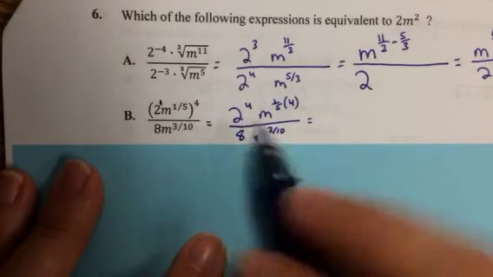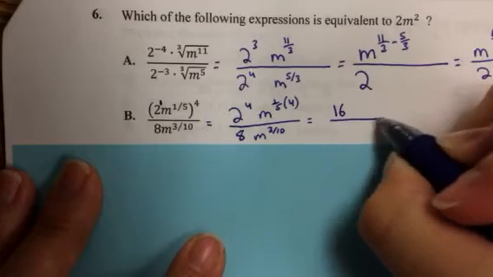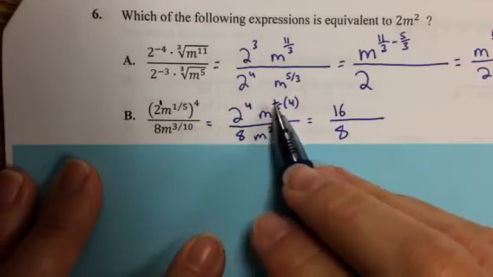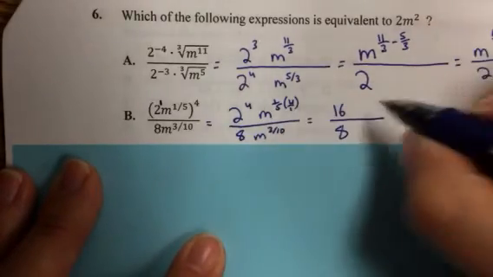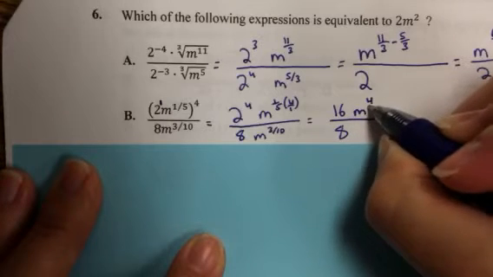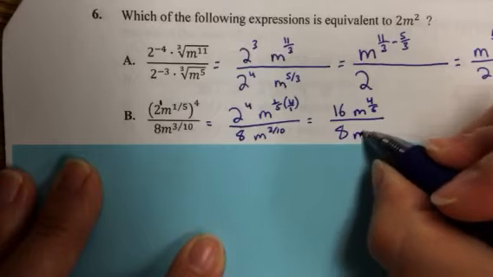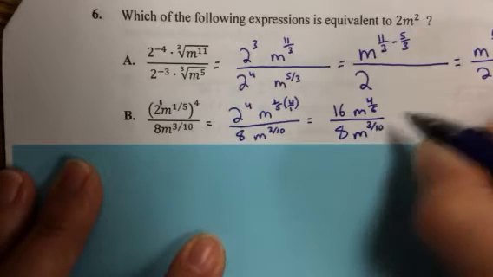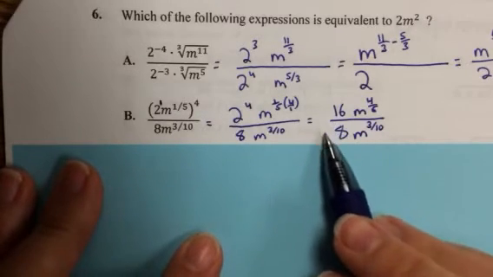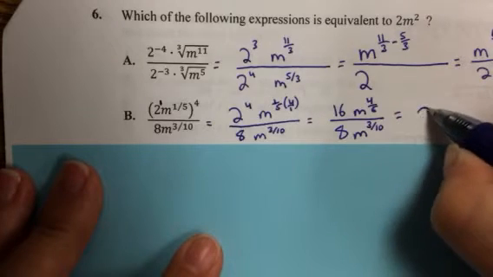So 2 to the 4th is 16. m to the 1/5 times 4 over 1 is m to the 4 over 5. Multiply top to top and bottom to bottom. m to the 3/10 is still on the bottom. And then let's go ahead and simplify. So 16 over 8 is 2.